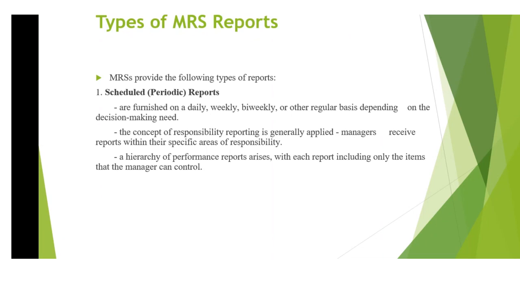So we have different types of reports that come from the management reporting system. We have scheduled reports. These are reports that can come daily, weekly, every two weeks, or even monthly, depending on how that organization is being run. The way the organization is run determines how management wants reports, which determines how the management reporting system will bring out these reports.